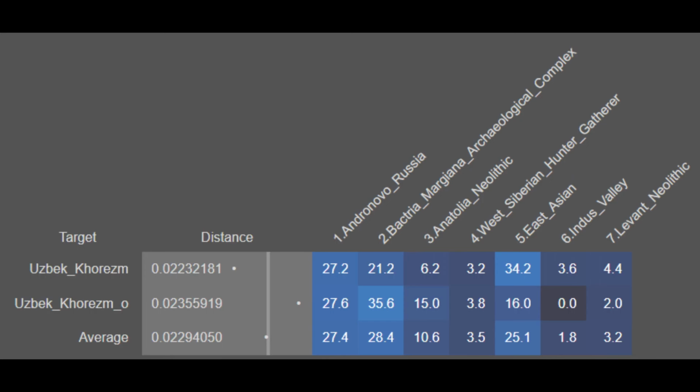Here are the results for the modern day populations from Khwarezm, including an outlier. So you can see there on average 27.4% Andronovo, 28.4% BMAC, 10.6% Neolithic Anatolian, 3.5% West Siberian hunter-gatherer, 25.1% East Asian, 1.8% Indus Valley, and 3.2% Neolithic Levantine. Thus, what these results prove is that the ancient Aryans of the region, the Khwarezmians, were largely assimilated and mixed with the invading Turco-Mongols. Though the outlier sample here has only around 16% East Asian ancestry, so this suggests that some element of the ancient Aryans has survived in some segment of the population that resides there today.